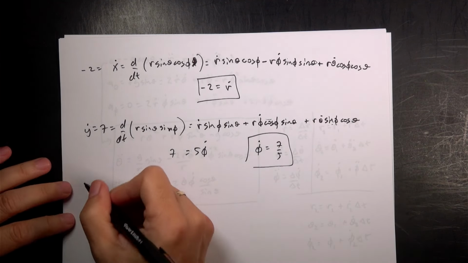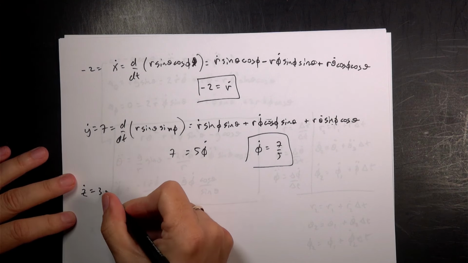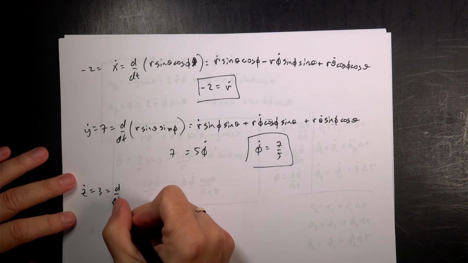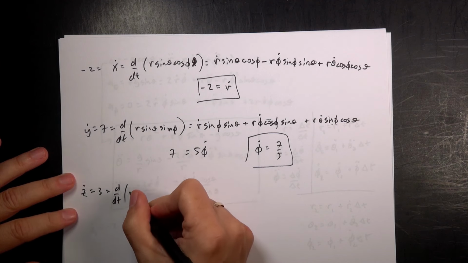Okay, now we need to do one more. Z dot equals, what was it, 3? And that's going to be equal to the derivative with respect to time. This one's actually easier, of r cosine theta.